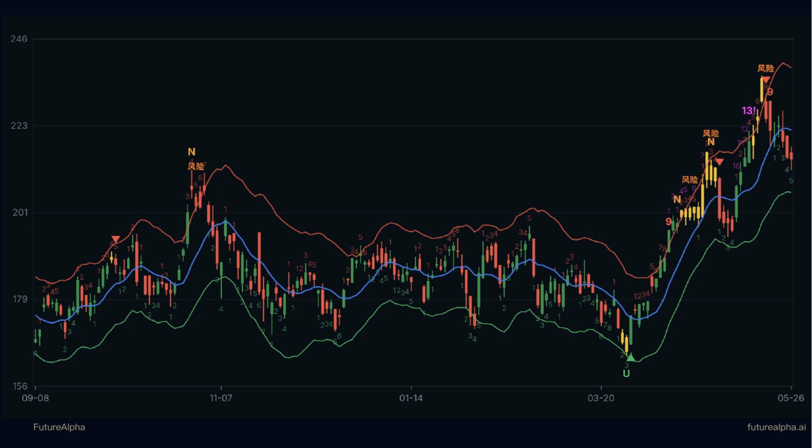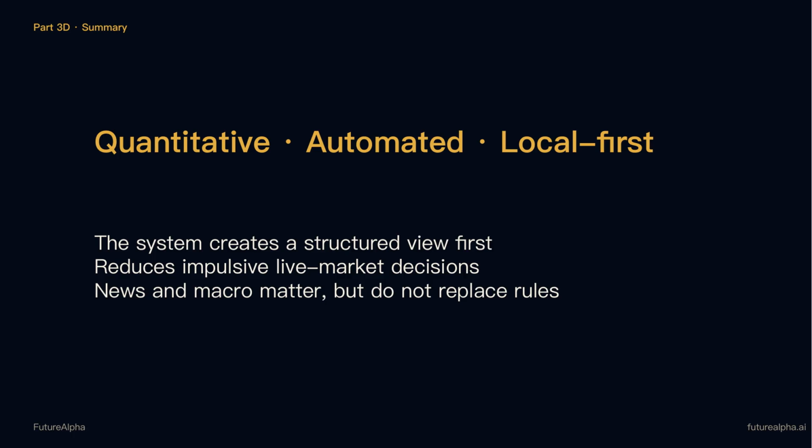In simple terms, the numbers tell me how much momentum may be left. N and U tell me whether price has gone too far, and the channel tells me where the reasonable range is. To summarize the system, it is quantitative, automated, and local first.